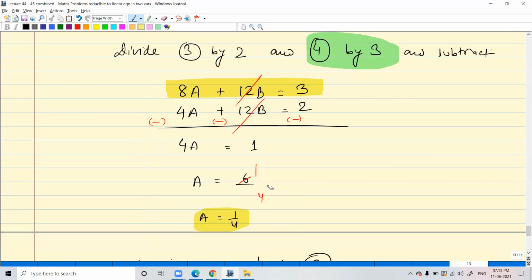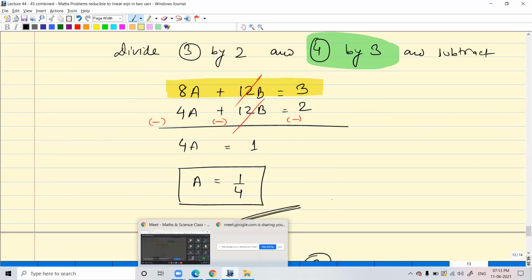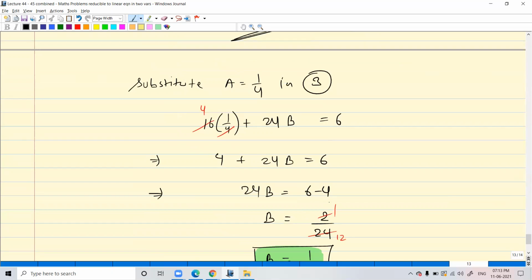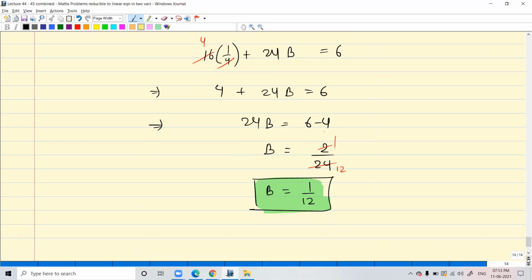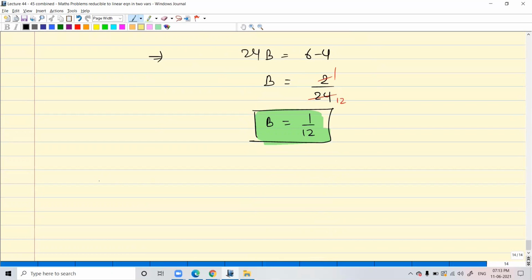So directly we get a is equal to 1 by 4. I'm going to leave it at this. But this is only half, the job is half done. Right now we have just got the a and b values. So let's find out x and y.